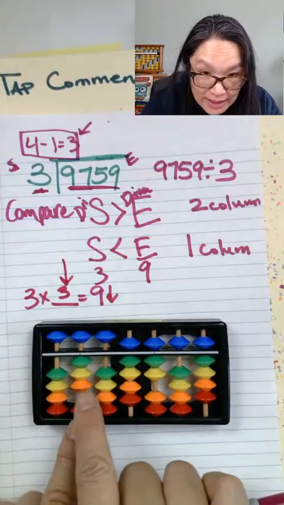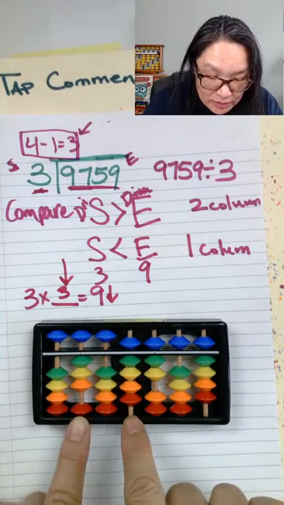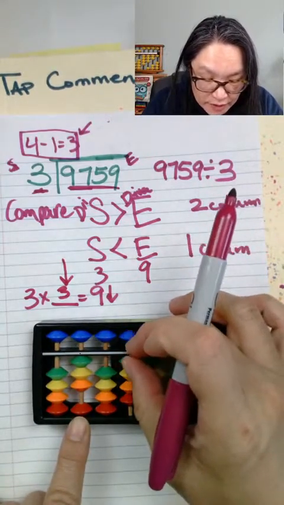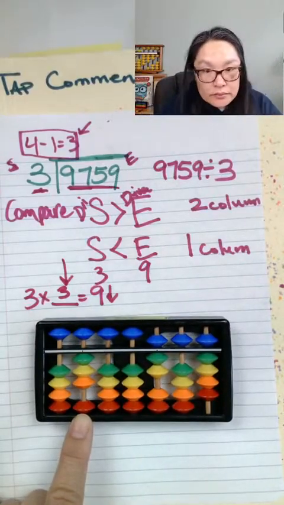I'm going to go back here and take away 9, right? I'm going to take away my result. So I take away 9. Okay, so far we're okay?